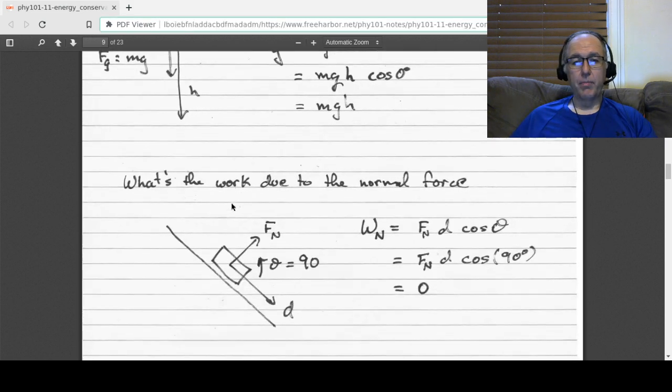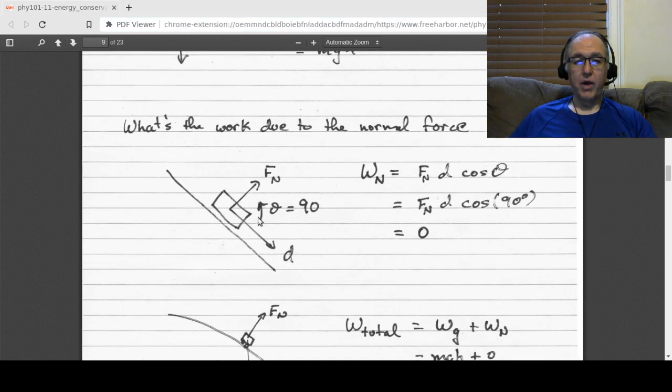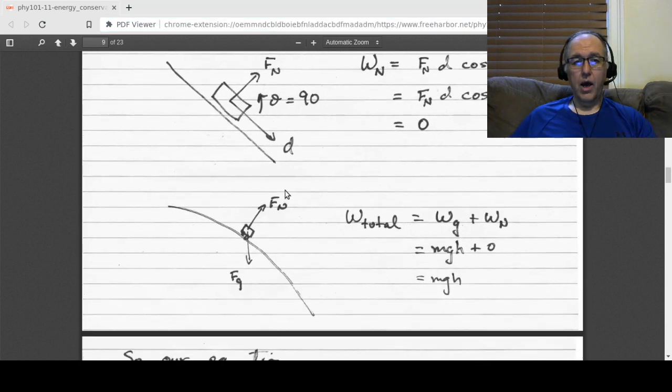Okay? Now, what about the work due to the normal force? Well, the normal force is normal to the displacement of the roller coaster car as it moves along the track. Because it's normal, that means 90 degrees. So when you go to calculate the work due to the normal force, cosine of 90 degrees is 0. And so there you go. The work due to the normal force is 0. So the total work on the car at every point along the path is basically the work due to gravity plus the normal force, which just turns out to be mgh.